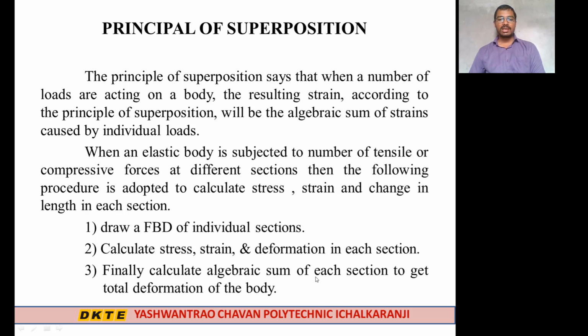Finally, calculate the algebraic sum of each section to get the total deformation of the body. It means we have to do the algebraic sum of all the sections, that is, of the strains we get. If tensile strain is there, then it is considered as positive. If compressive, it is considered as negative. Let us discuss with the problems, then we will understand better.